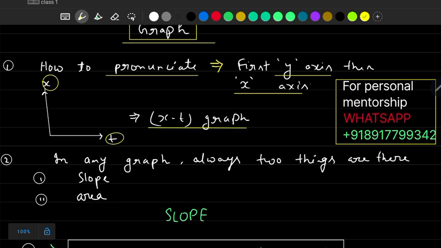Do not pronounce it like tx graph. Xt graph is right. If you say it like tx graph, that will be wrong. I hope this point is clear. First we take the y-axis name, then the x-axis name. Over the y-axis it's written x, so it will be xt graph.